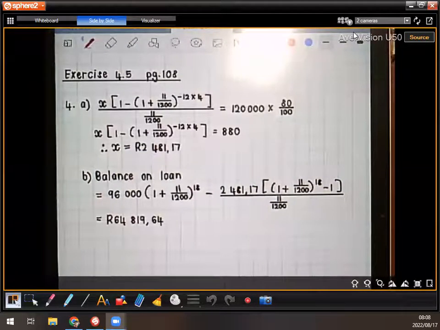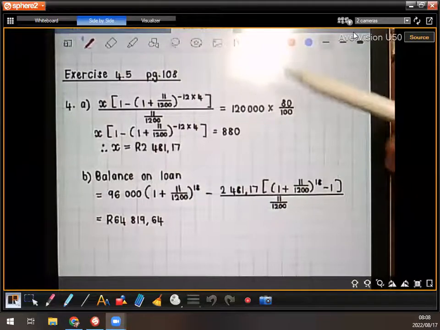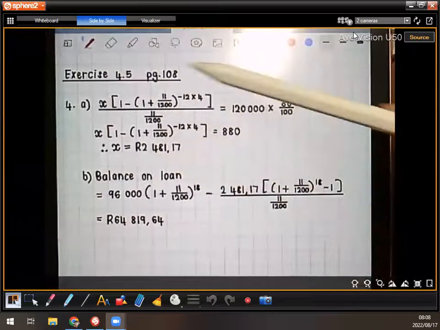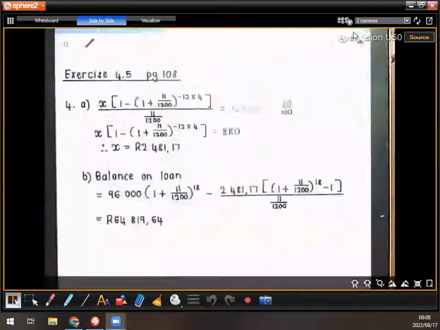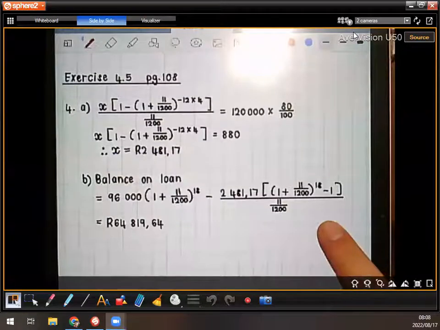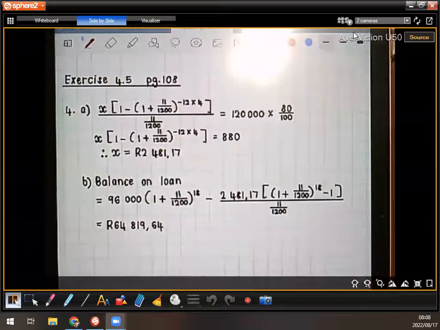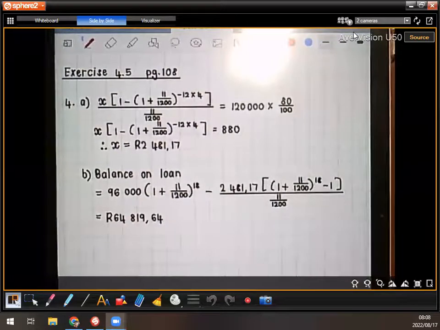Okay, so on a loan, when you're calculating the actual value of the loan, so the present value or the payment, you use the present value formula. Balance on loan is always compound interest minus future value. Okay, so please remember that. If you use the wrong formula, obviously you'll get it wrong. Are we fine with this one, guys? Any questions? Okay, I'll move it up now.